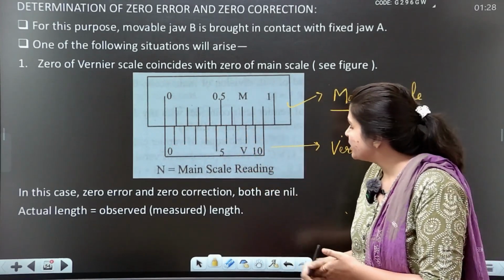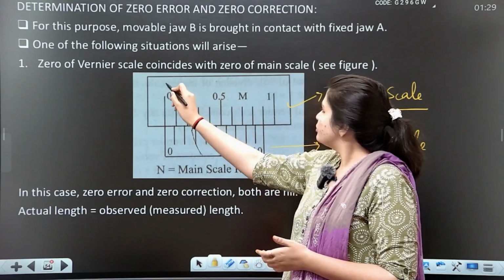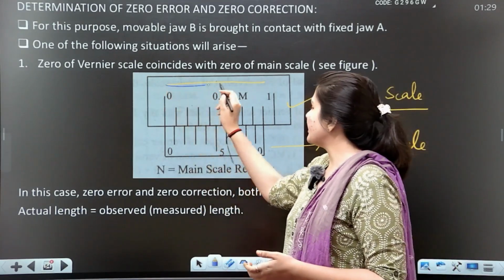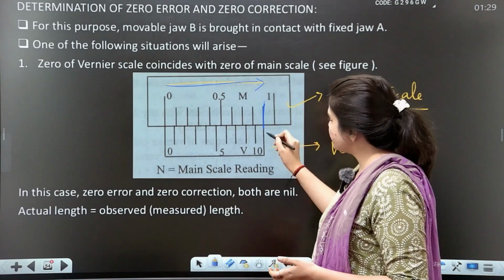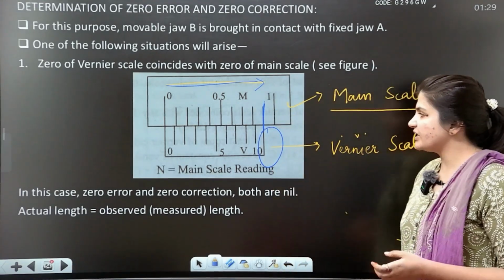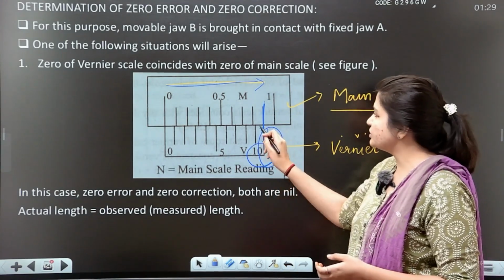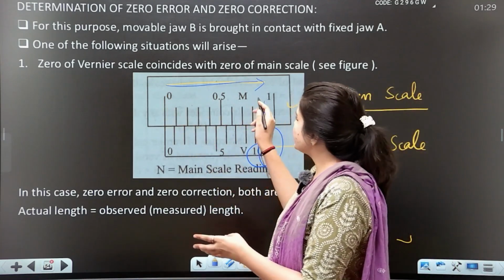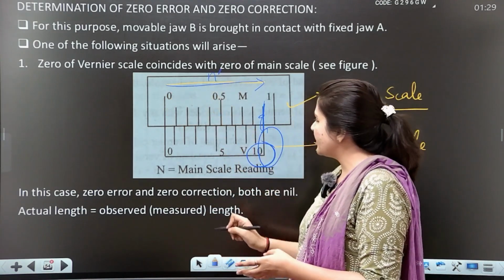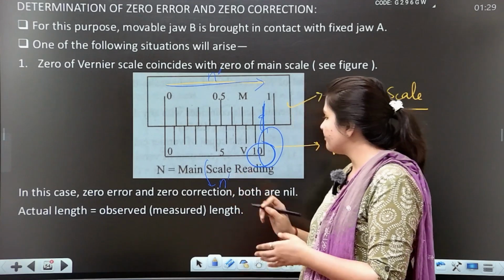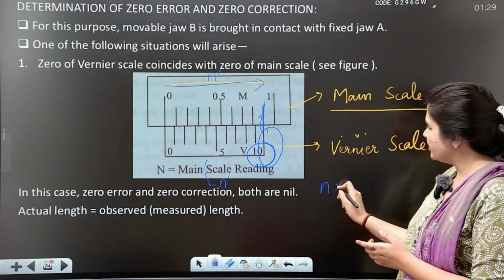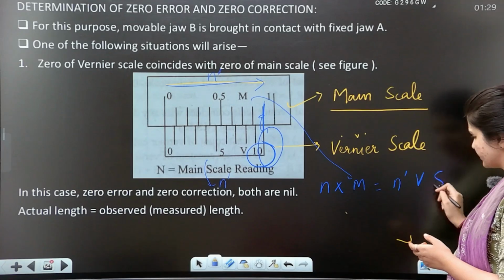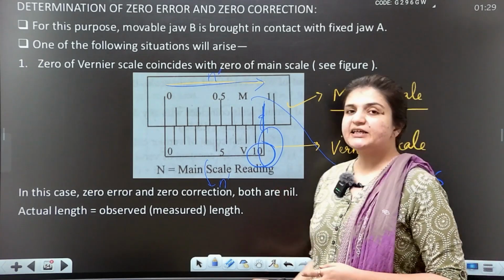We can see that through the main scale, this division is coinciding with the vernier scale division. So this 10th division is coinciding here. For the least count, let's suppose we have the n division here and the n dash division here. So n into the main scale is equal to n dash into the vernier scale. So we find then the least count.